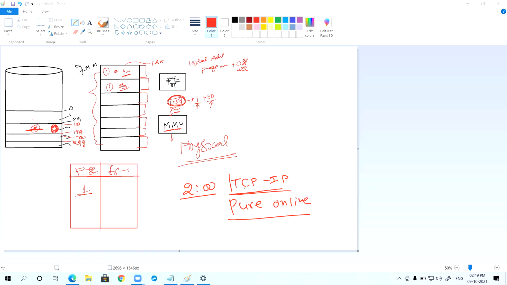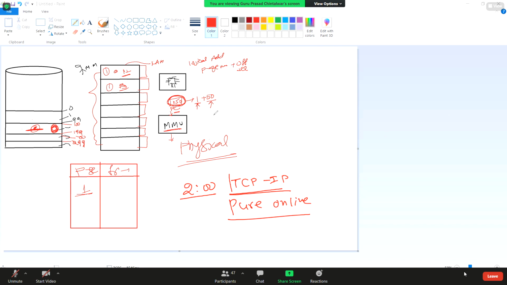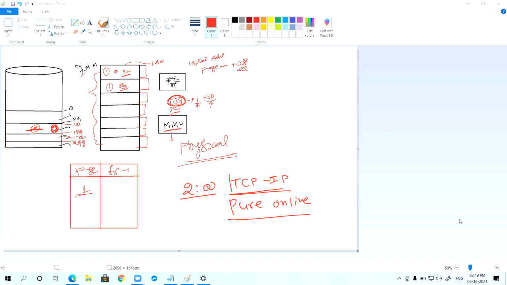One of the students is asking, sir, where is the page table present? The page table, we can say, is in the place of the memory manager. Is it clear where the memory manager is present? In the kernel.